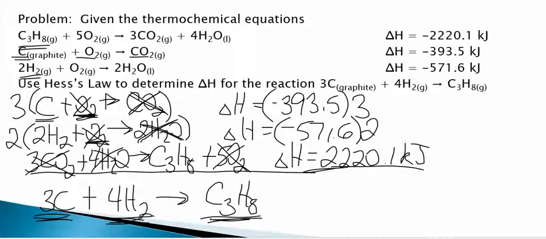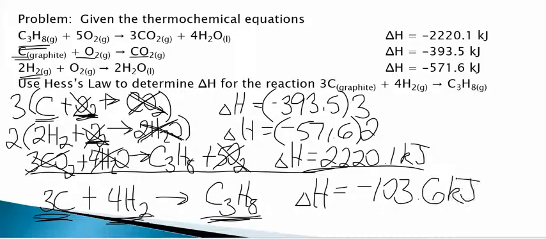So Hess's law says simply add those 3 delta H values together to get the enthalpy change for the overall reaction, which comes out to negative 103.6 kilojoules. So Hess's law is simply manipulating equations to give you what you're looking for.